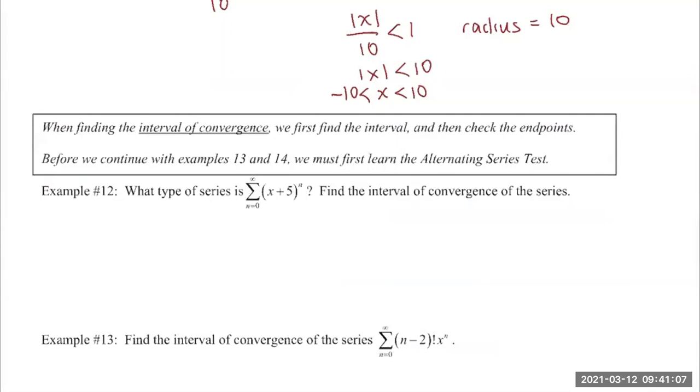And Tim, the question we just did, we did test endpoints. The beginning, it was alternating. So yes, you do that if it's alternating. And testing endpoints only involves when you're solving for x.